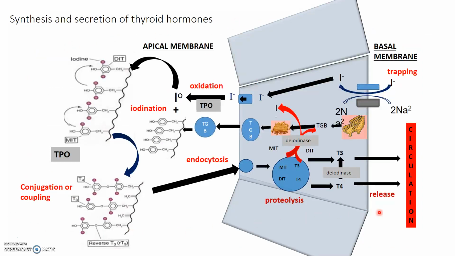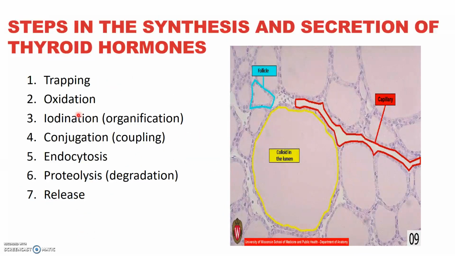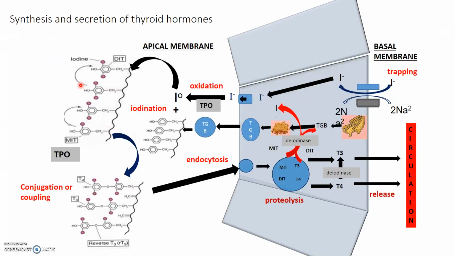Okay, so this is the rough picture. I can't get any better picture to explain the synthesis and secretion of the thyroid hormones. This is the overall picture of all the 8 steps that I have mentioned above. The first step is trapping, the trapping of iodide ion. The synthesis of thyroid hormone begins with the trapping of iodine by the thyroid gland.